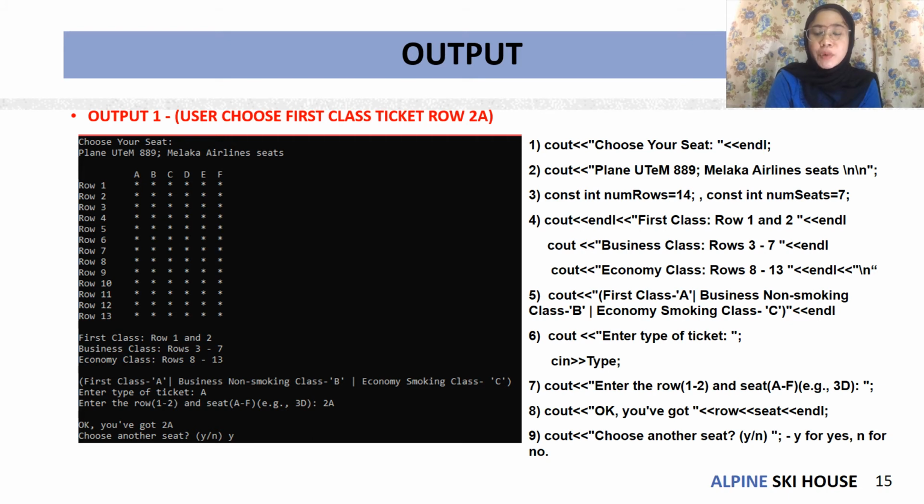For input 1, we choose first class ticket and we input A. And then we will display "enter the row 1 until 2 and seat A until F". So cout enter the row 1 until 2 and seat A until F. And then it will display "okay, you have got 1A". So cout okay, you have got row, seat and endl. And then it will display cout choose another seat. If you choose Y is for yes and N for no.